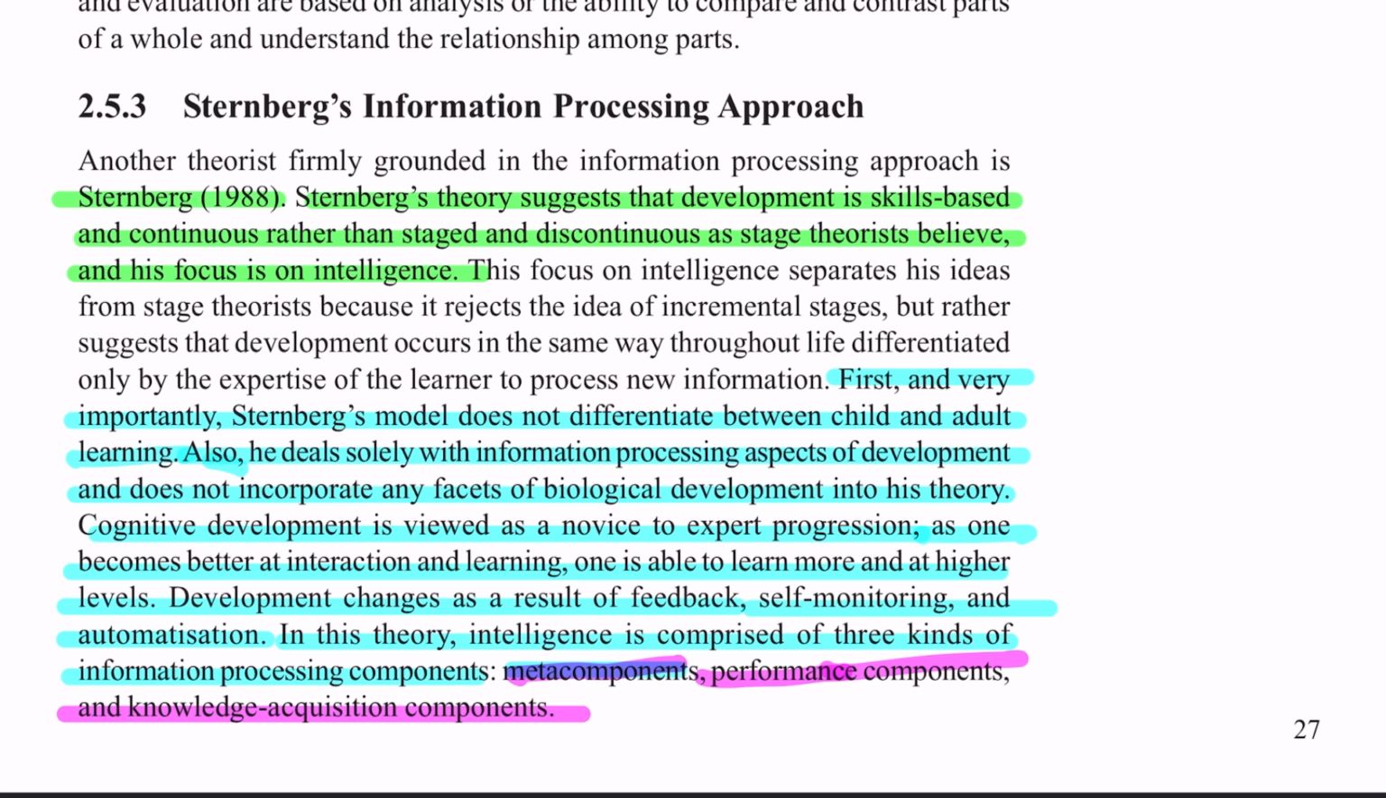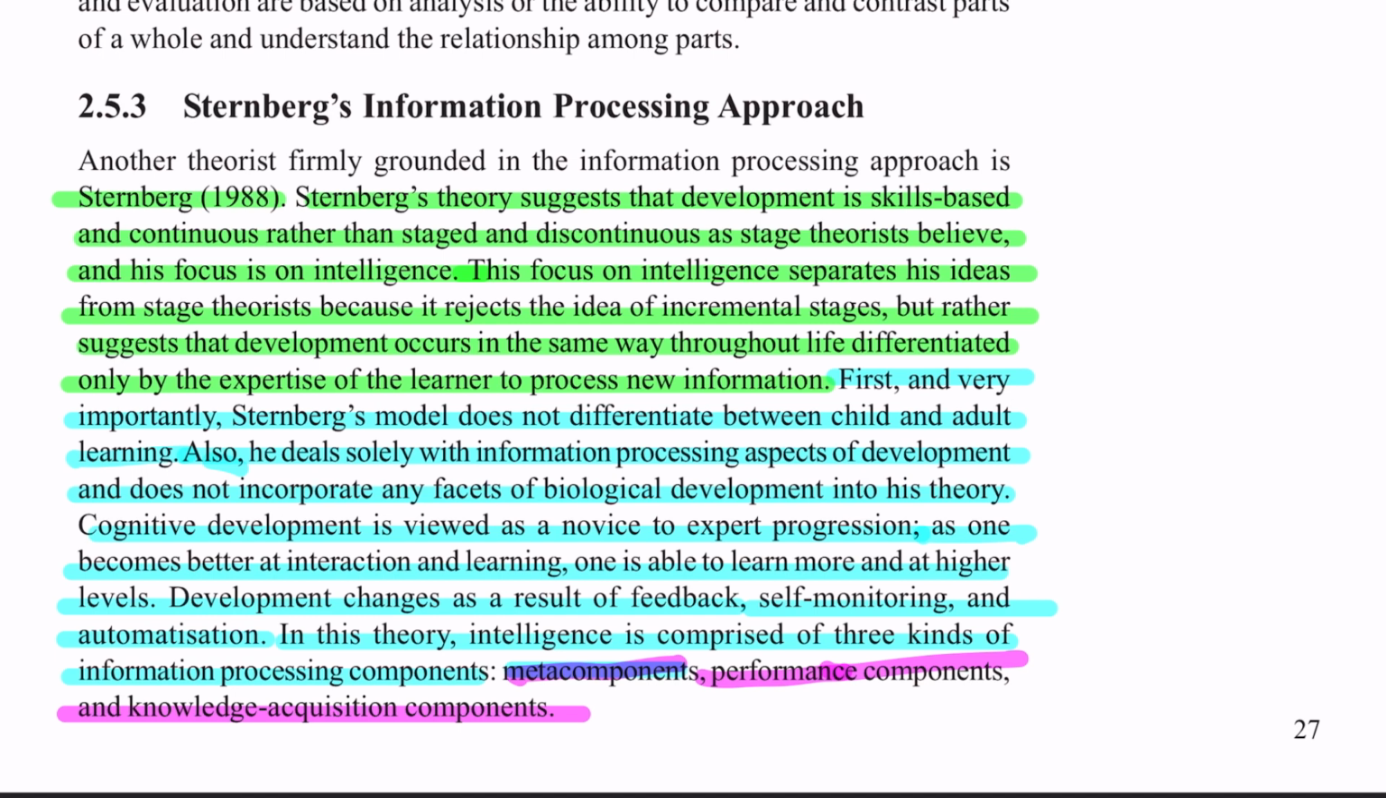What is intelligence? Intelligence is again the information processing approach that you have. This focus on intelligence separates his ideas from stage theories because it rejects the idea of incremental stages, one by one. Rather, it suggests that development occurs in the same way throughout life, differentiated only by expertise, learner, process, and the information. So he says it is a continuous process. You can differentiate only in terms of strategies and expertise that one person has developed and another has not.